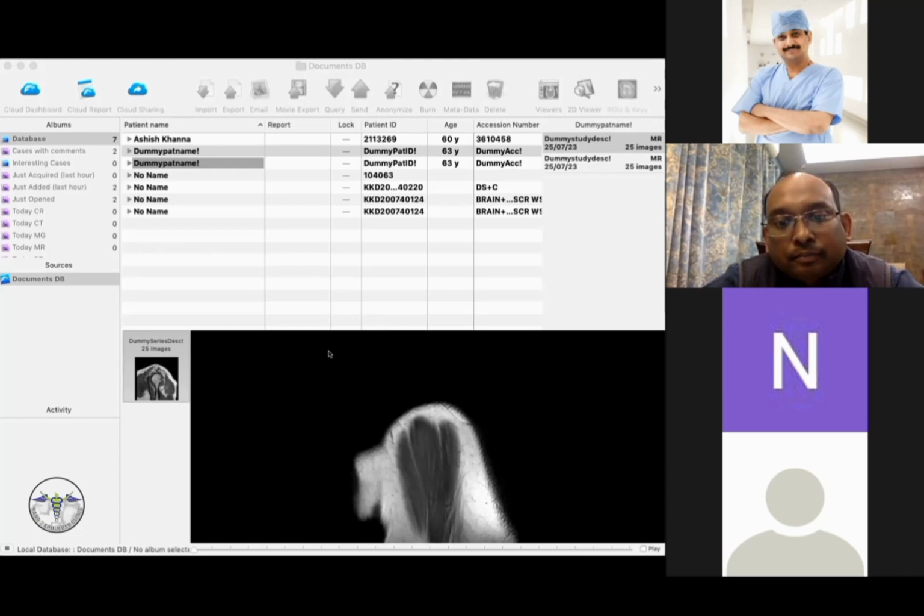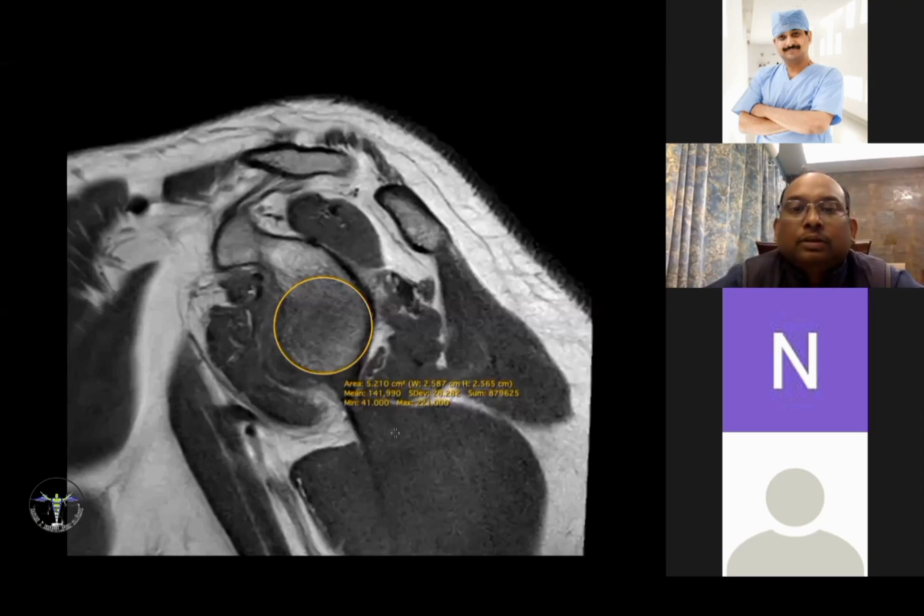Amit, we are not seeing full screen. Okay. Now? Yeah. You are able to see the circle now? We can see the circle. Okay.